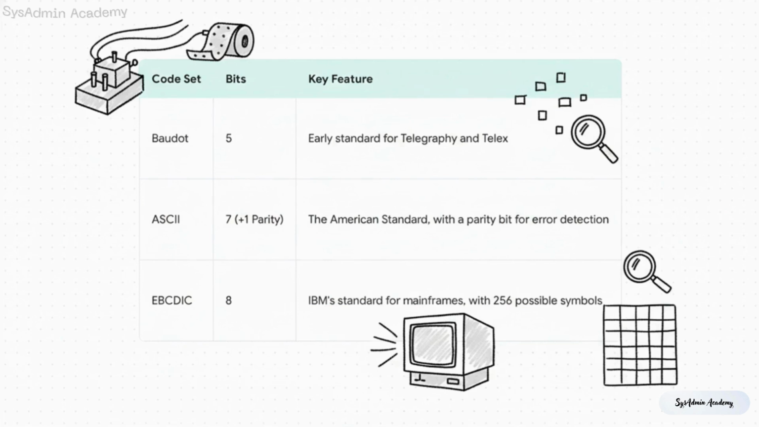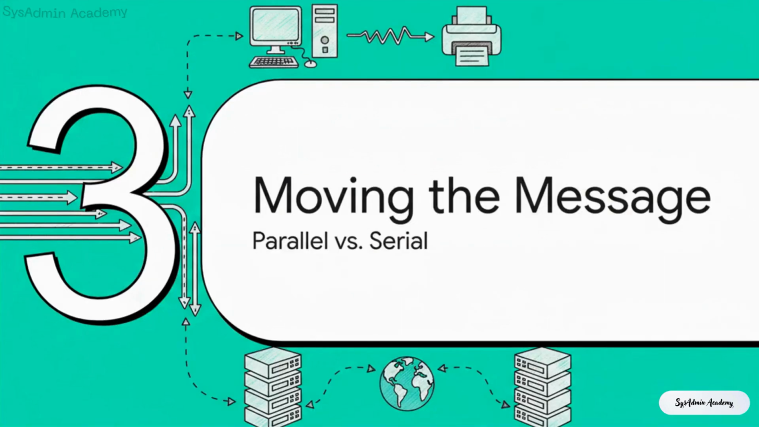Way back, you had Baudot code, which only used 5 bits, perfectly fine for old-school telegraphs. Then IBM came along with their 8-bit EBCDIC for their big mainframe computers. But the one that really won out, the one you've probably heard of, is ASCII. That's the American Standard Code for Information Interchange. It uses 7 bits for the character itself, and it often tacked on an 8th bit, called a parity bit, for some really basic error checking. Super important stuff.